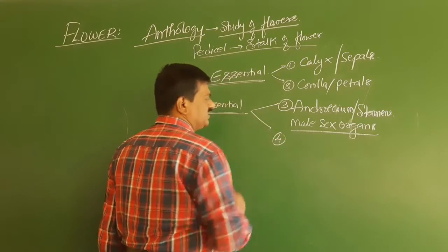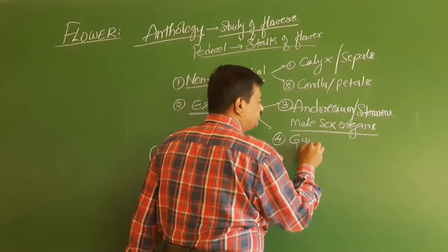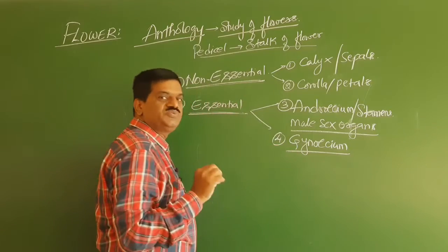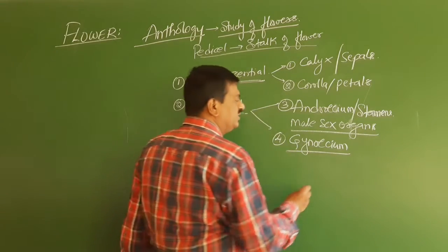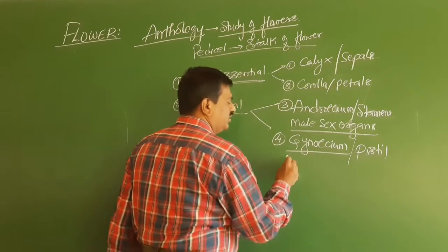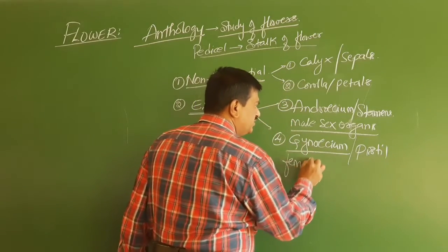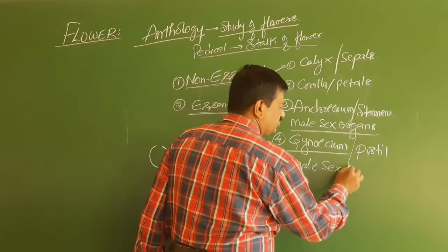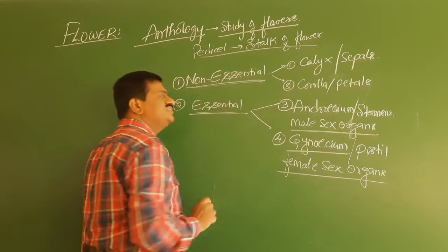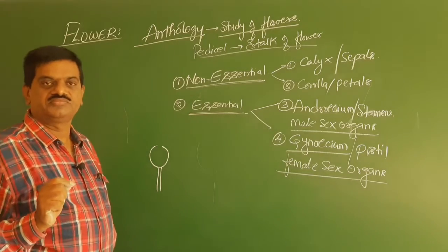Whereas the second part is called gynoecium. In the gynoecium, there are three parts as we know: ovary, style and stigma. Usually we use the word pistil, or it is called the female sex organ. Female sex organs are called gynoecium.